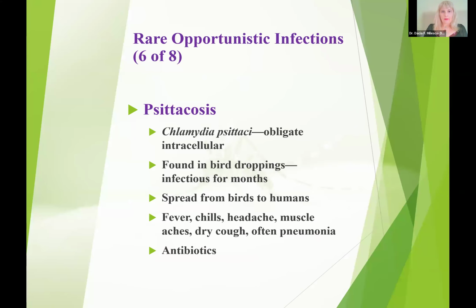All right, other rare opportunistic infections, psittacosis, Chlamydia psittaci, which is found in bird droppings. It's spread from birds to humans. The treatment is antibiotics. It causes fever, chills, headache, muscle ache, dry cough, often causes pneumonia. But again, this is a rare opportunistic infection. You have to have been around a lot of birds. So again, it's also a diagnosis through ruling out all the more common infections.